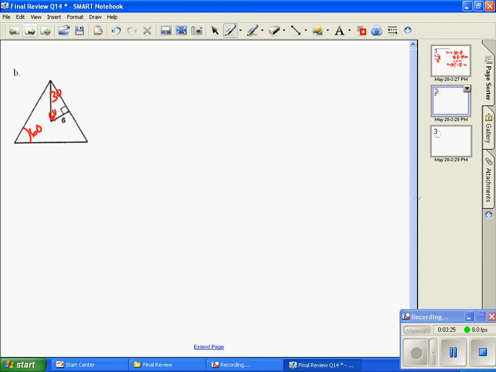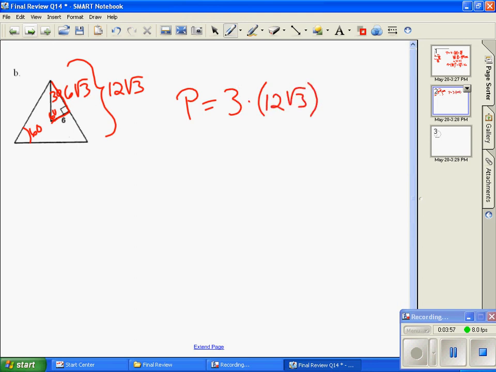So remember, if we go from the shorter leg, which is this piece, to the longer leg, which is this piece right here, we multiply times square root of 3. So 6 square root of 3 is that half of the side. So the full side is going to be 12 square root of 3. So let's just use that side length. So the perimeter, again, is the number of sides, which is 3, times our side length, which is 12 square root of 3. So that's 36 square root of 3.